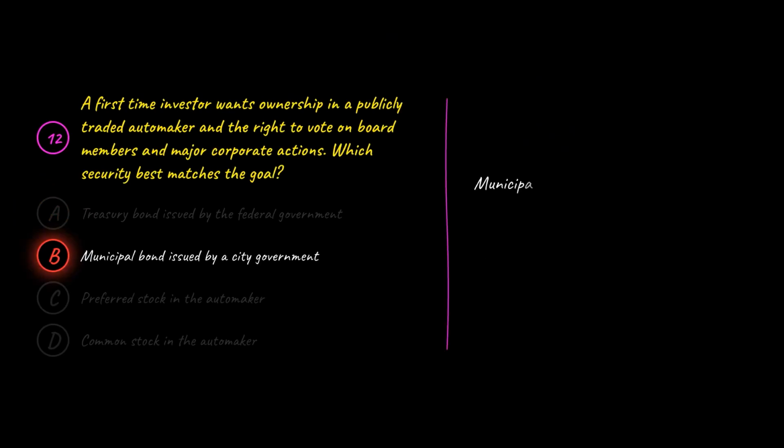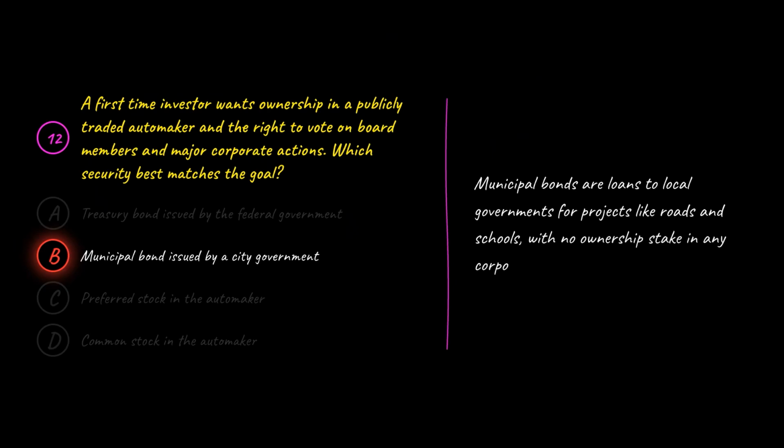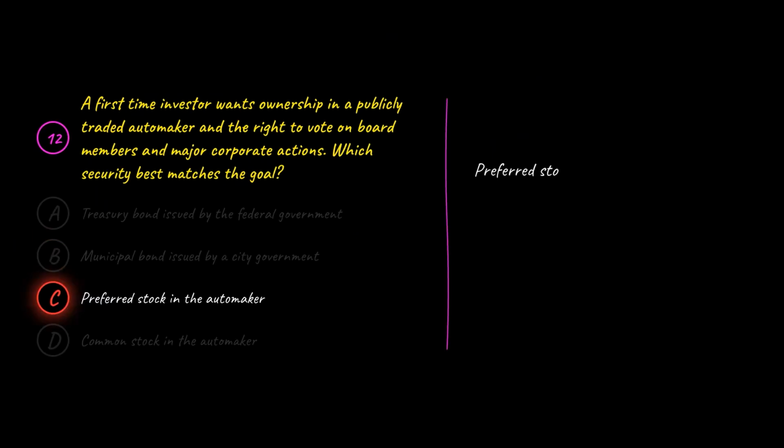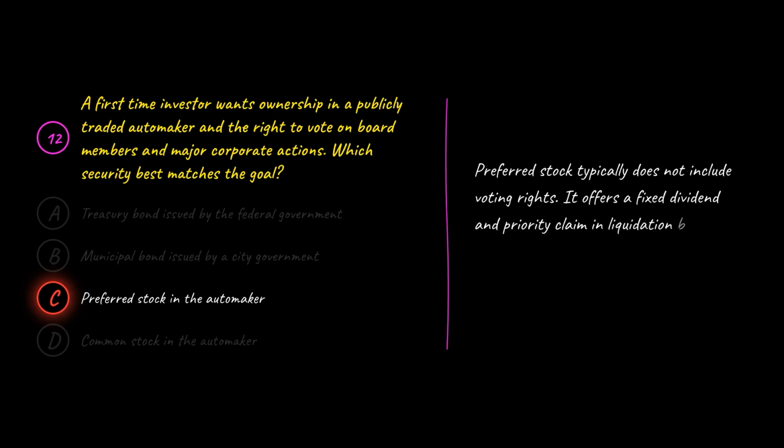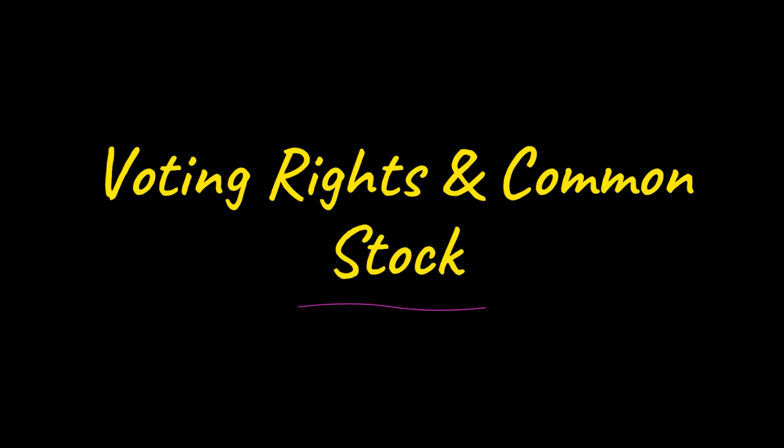B is wrong because municipal bonds are loans to local governments for projects like roads and schools, with no ownership stake in any corporation. C is wrong because preferred stock typically does not include voting rights. It offers a fixed dividend and priority claim in liquidation, but does not let holders vote at shareholder meetings. Voting rights are the defining feature that separates common stock from every other security a company can issue. Understanding why shareholders vote, and who does not, is the key insight behind this concept.